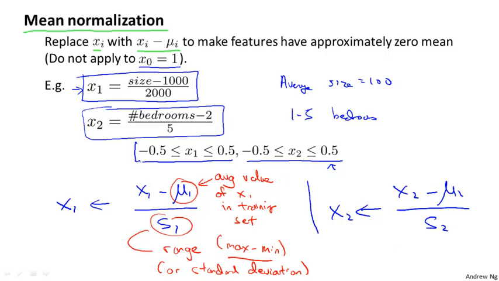And by the way, for those of you that are being super careful, technically, if we're taking the range as max minus min, this 5 here would actually become a 4. So if max is 5 and min is 1, then the range of bedroom values is actually equal to 4. But all of these are approximate, and any value that gets the features into anything close to these sorts of ranges will do fine. The feature scaling doesn't have to be too exact in order to get gradient descent to run quite a lot faster.